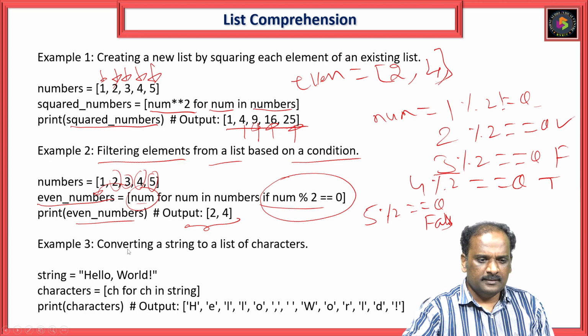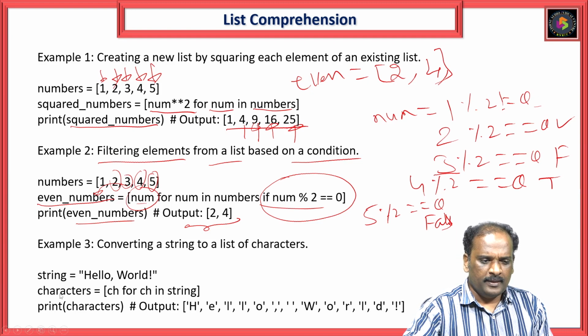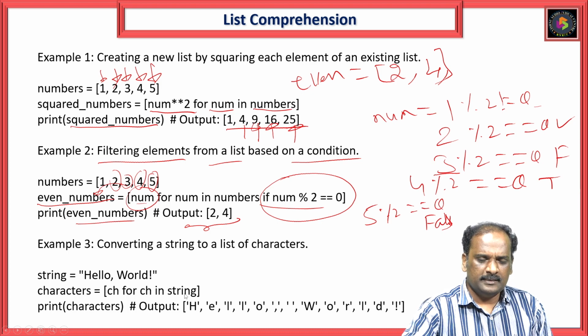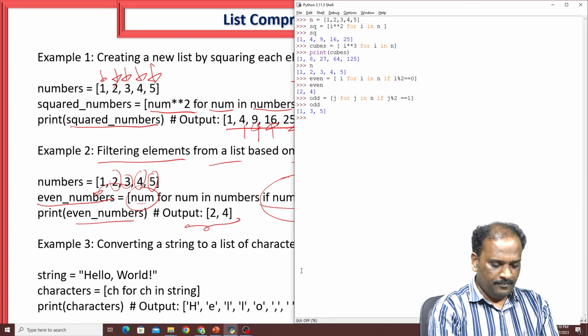Now the third example, converting a string into the list of characters using list comprehension. Now the string is containing hello world. Now we are creating the new list characters. This is the list comprehension. So ch is the character or the element in the string. For ch, for element in the string, you add the characters into the new list characters. So when I display the new list characters, it will contain hello world. This we shall see in the interpreter.